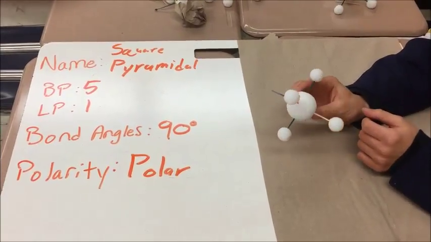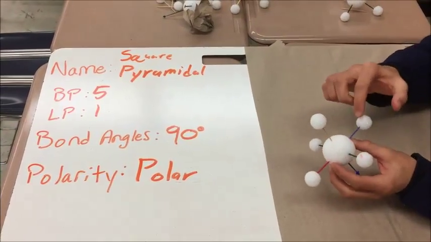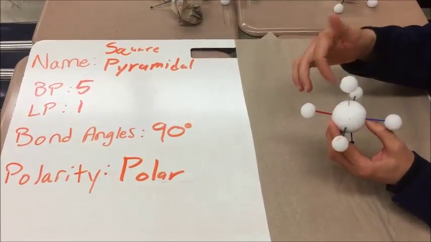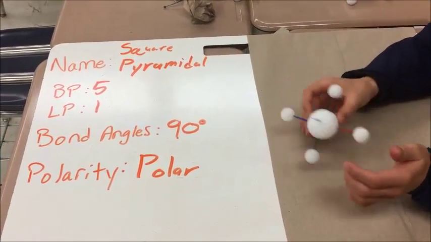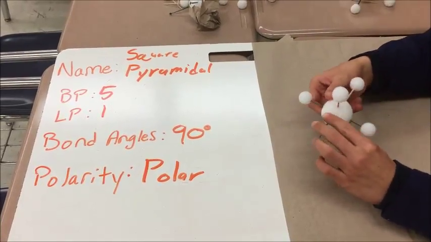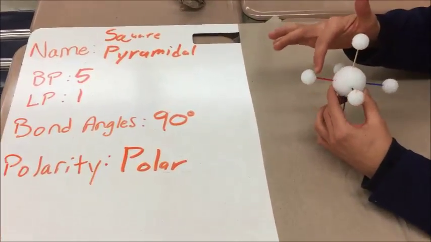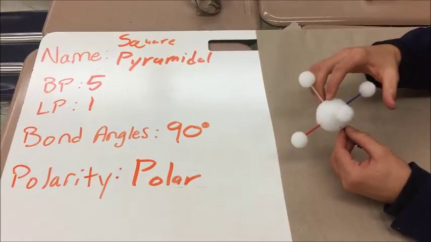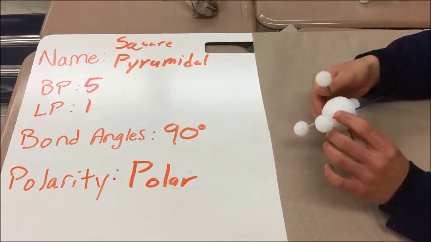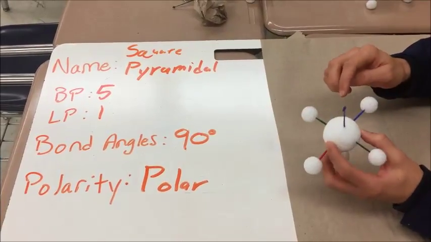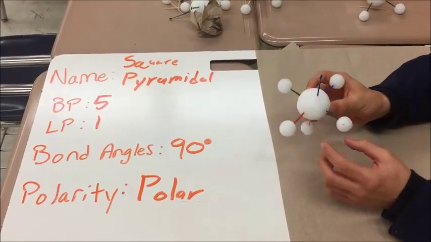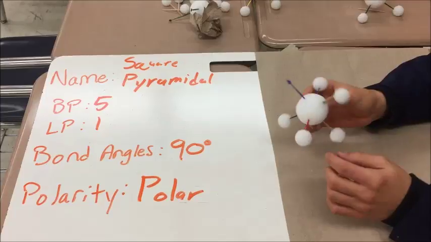This is square pyramidal. It's called that because it makes a pyramid with a square bottom. There are 5 bonded pairs and 1 unbonded pair. The bond angles are 90 degrees, and it is polar because this atom does not cancel out with another one in the center, so the charges are unequal, but the rest of them would cancel out.